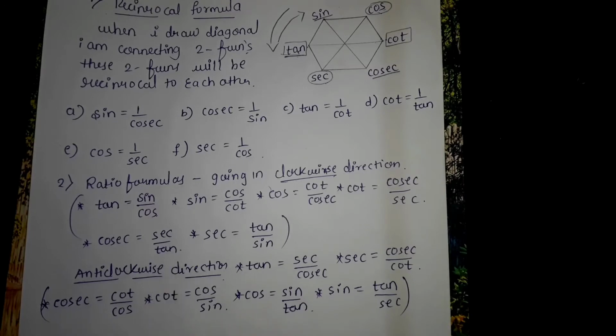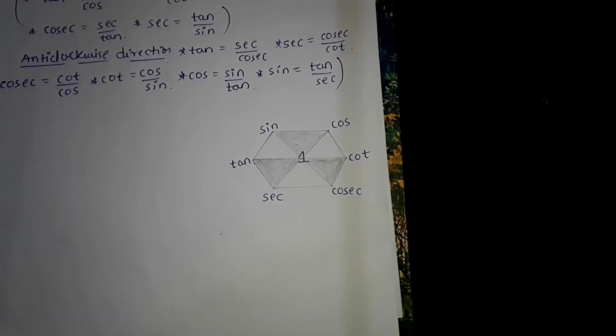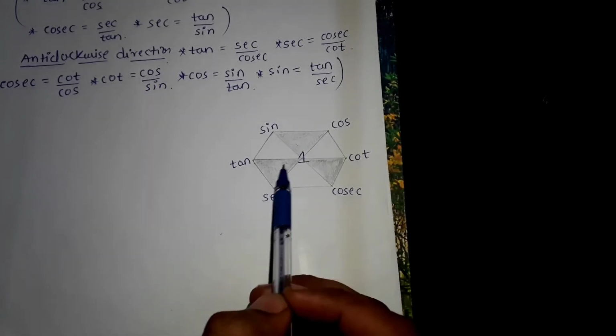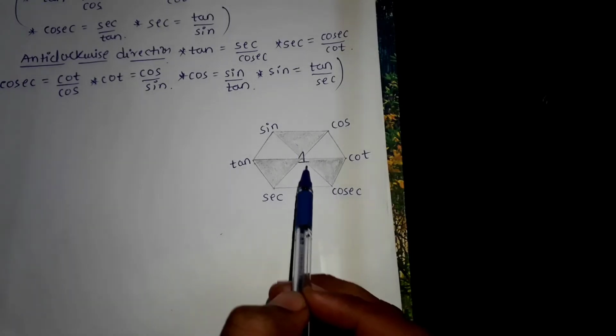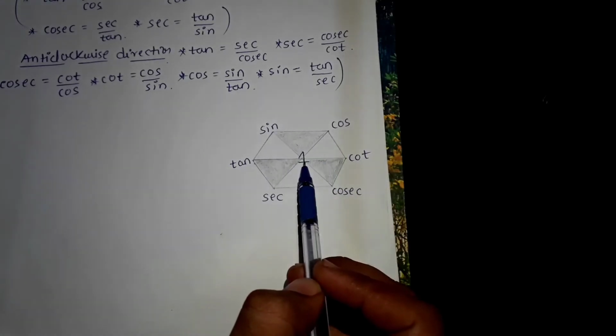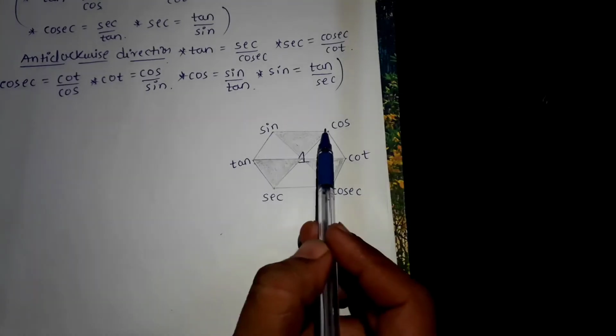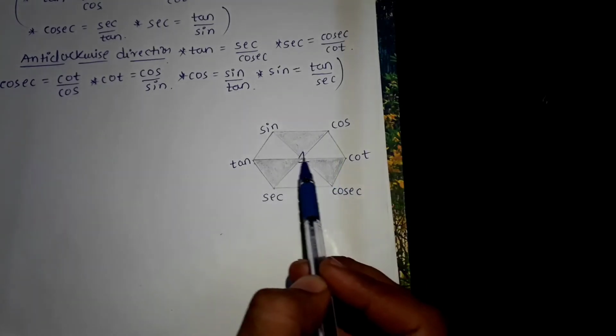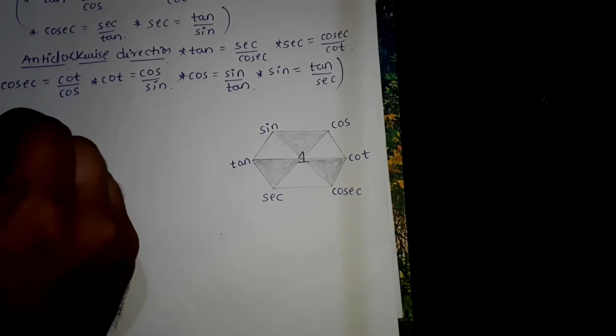These ratios we get. Now let us come to the square formula. In square formula, we have to consider three shaded triangles, that is these three triangles and one at the center. In a triangle there are three vertices. The sum of squares of two vertices is equal to the square of the third one. Let me explain.